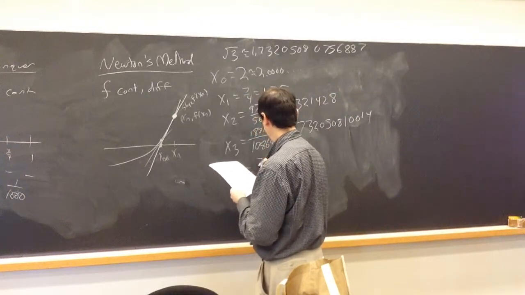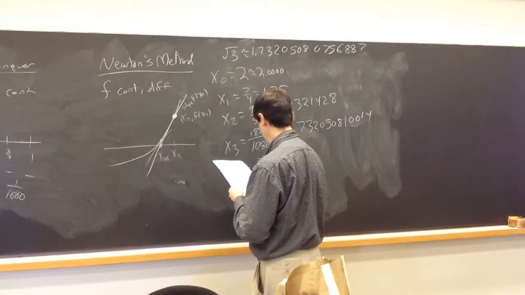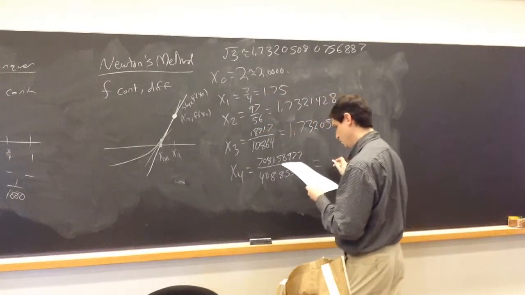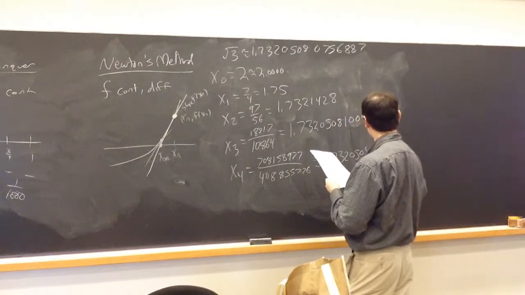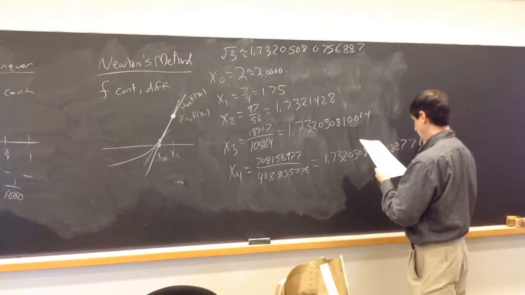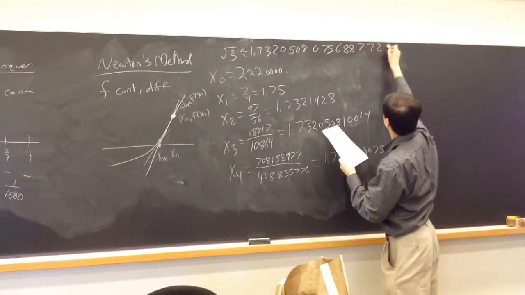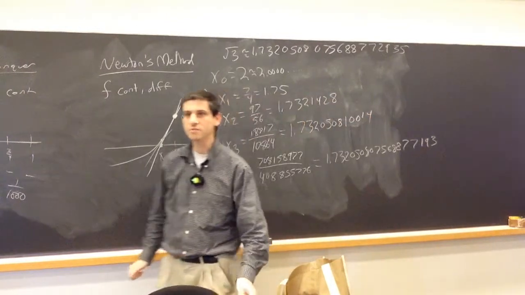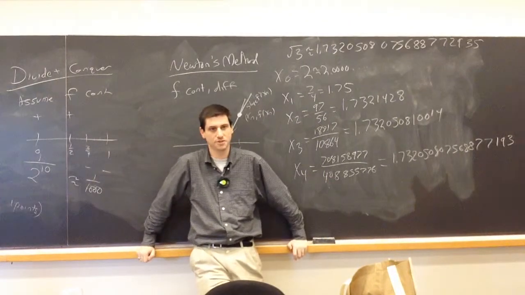X4 is 708158977 over, forgive me for not memorizing this, 408855776, which is 1.7320508075688787. I can keep going. 7193, and over here was 8877 2935. You can see the remarkable number of digits of agreement with just four iterations.